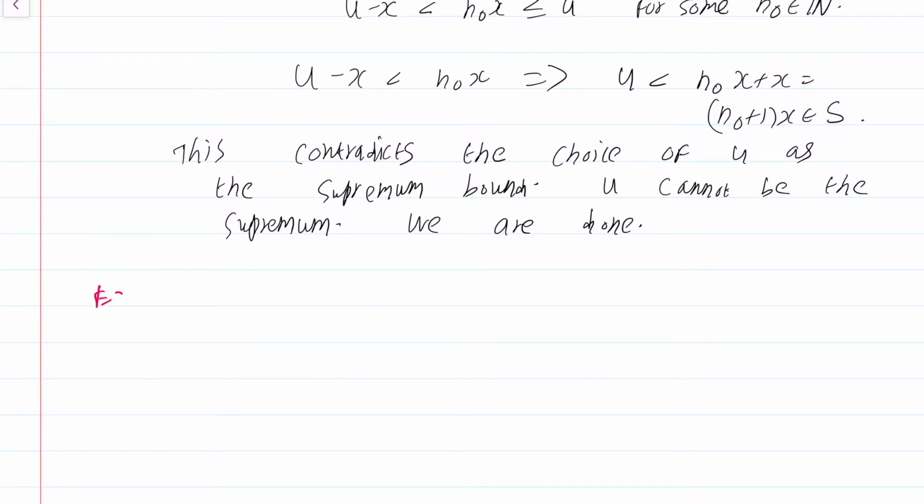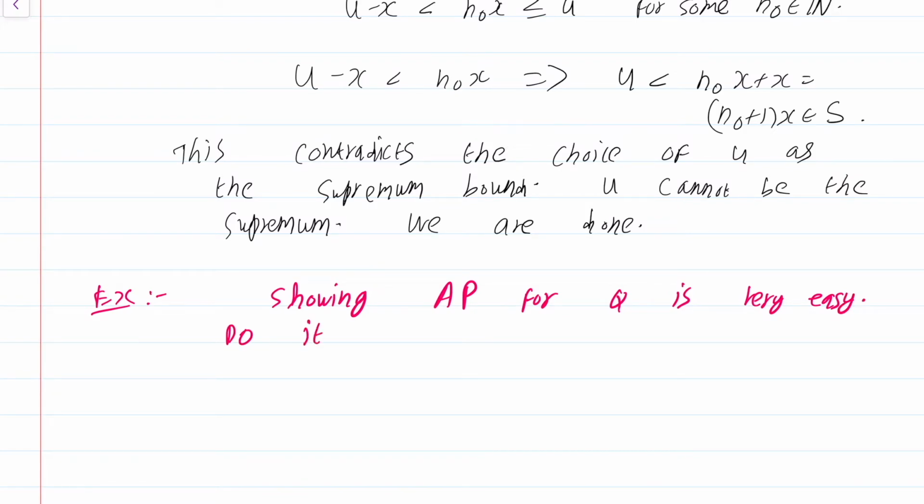Now let me give you an exercise showing the Archimedean property, which I'll abbreviate as AP, for Q is very easy. You don't need to do any of this complicated stuff. Do it. Okay. Fine. So we have now shown the Archimedean property for any complete ordered field.